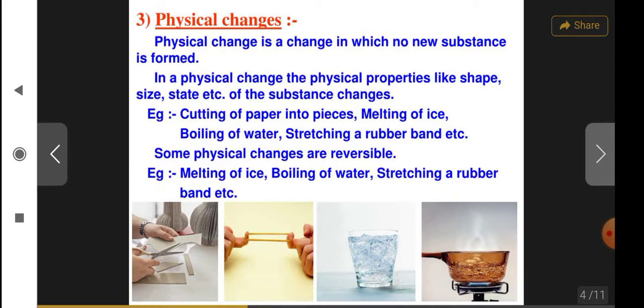So we have discussed some characteristics of physical changes, and in the next class we will discuss chemical changes in detail. Till then, keep on watching the video again and again till you understand the concept clearly, and read pages number 58 and 59 from your NCERT book.